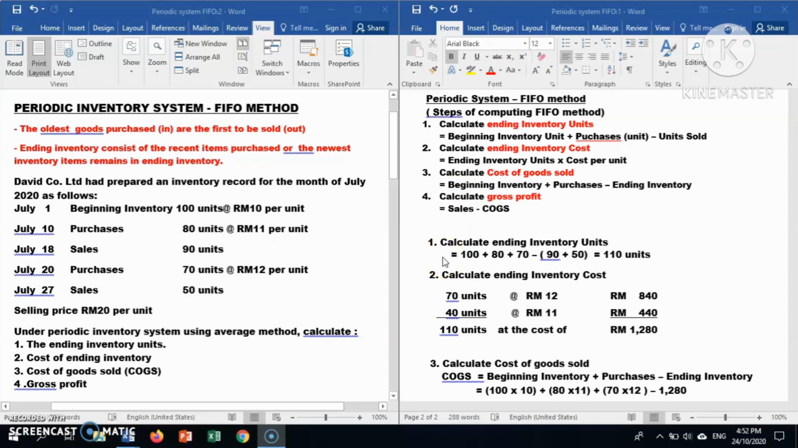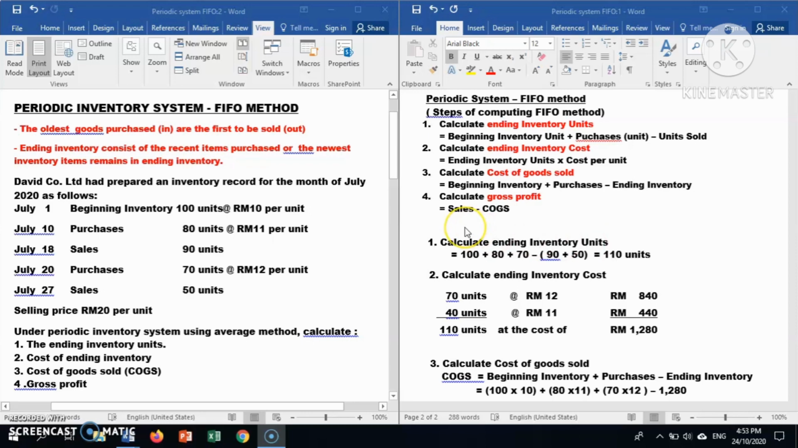Now, the first step, you can see that there are beginning inventory, the first purchase, sales, purchases, and sales. We have to take the period. We have to take the total purchase and total sales. Now, first, we have to calculate ending inventory units. The formula is 100, the beginning, plus purchases 80 plus 70, and less sales 90 plus 50, and you will get 110 units for ending inventory.